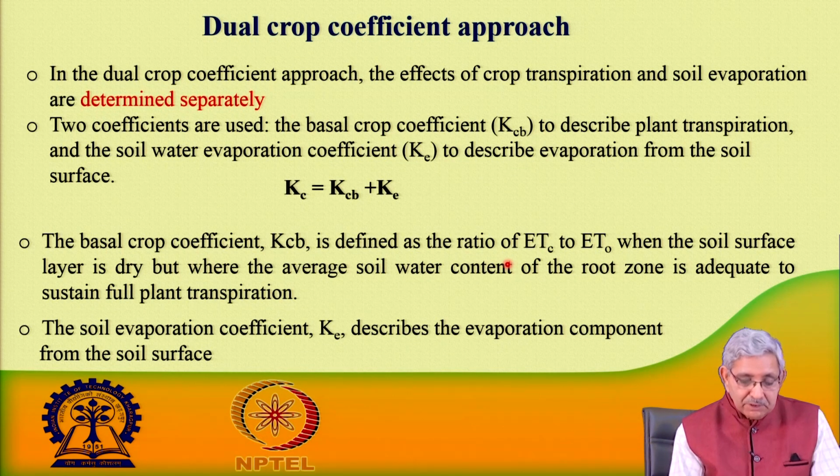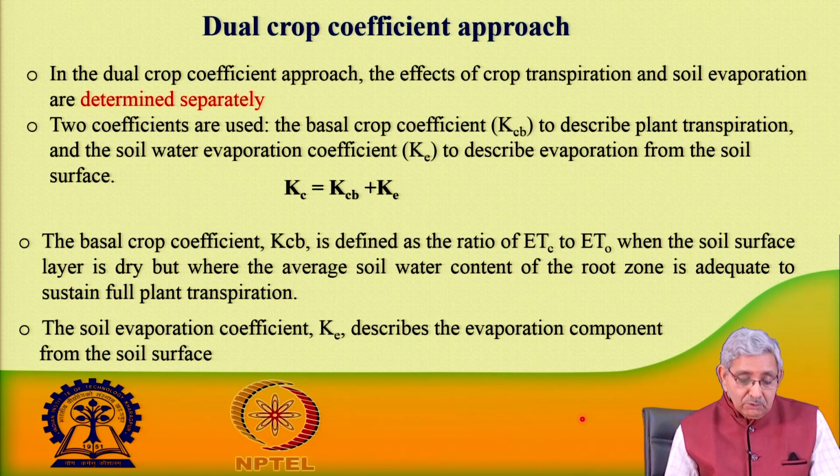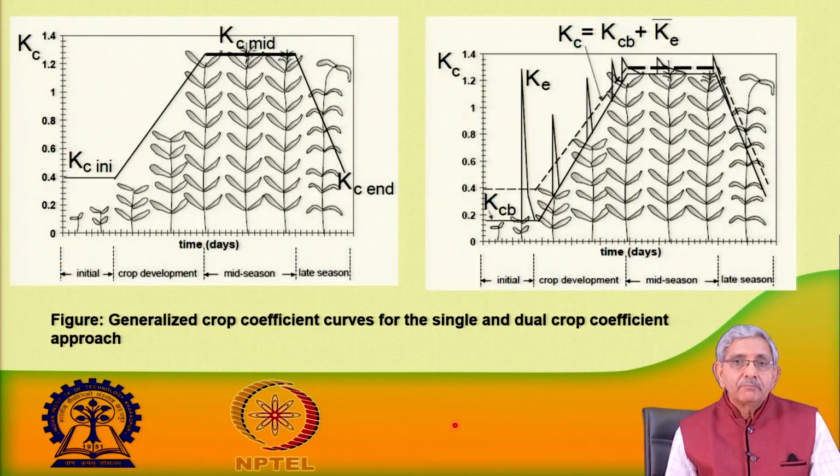The basal crop coefficient is defined as ETc to ET naught, where the soil surface layer is dry, but where the average soil water content of the root zone is adequate to sustain full plant transpiration. The soil evaporation coefficient Ke describes the evaporation component from the soil surface.